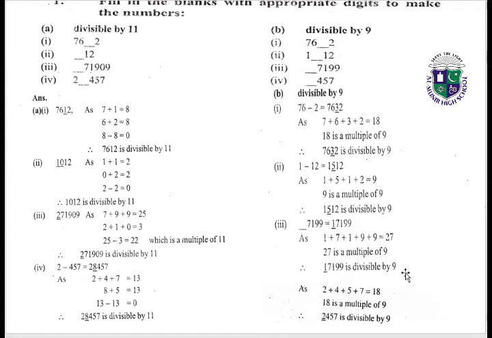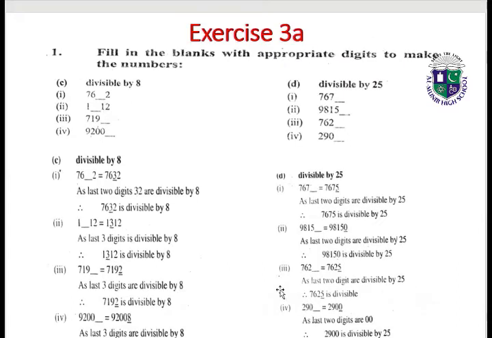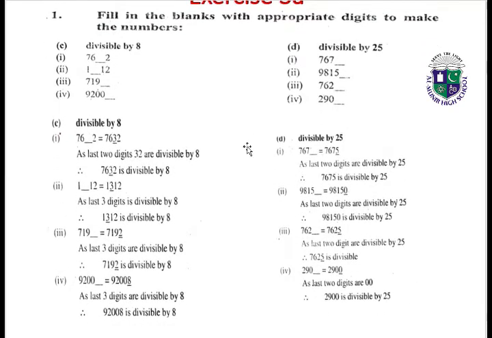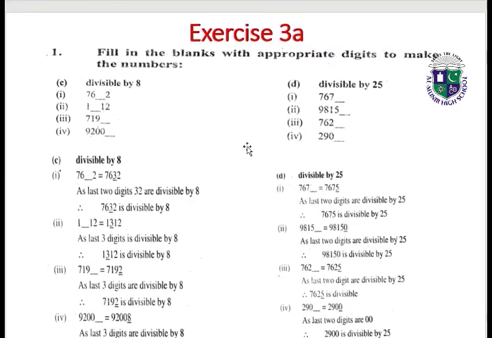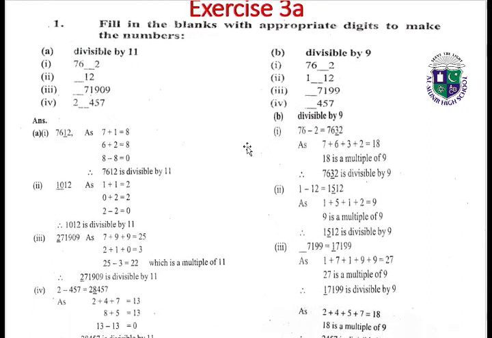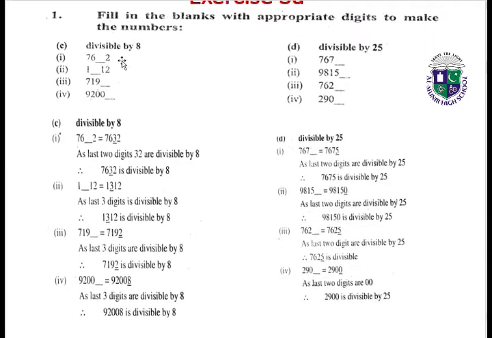2 plus 4 plus 5 plus 7 equal 18. 18 is a multiple of 9. 2,457 is divisible by 9. Exercise 3a. Question 1. Part C. Divisible by 8.